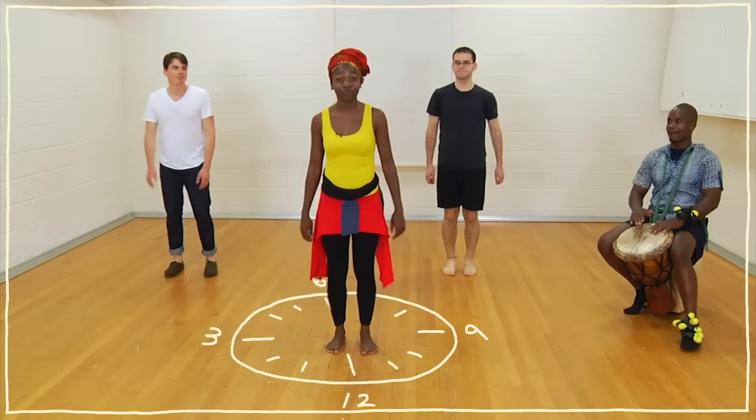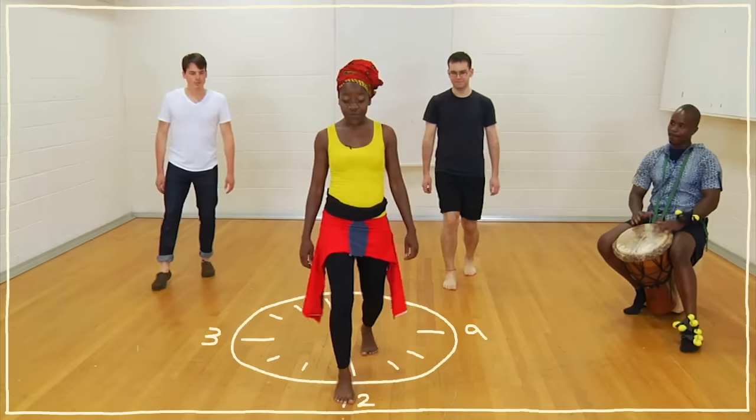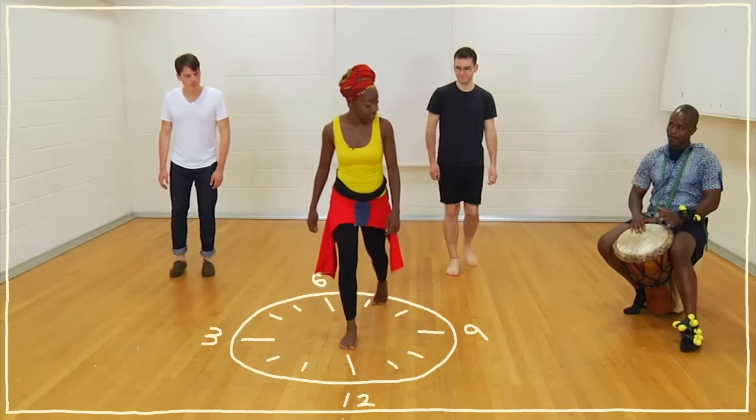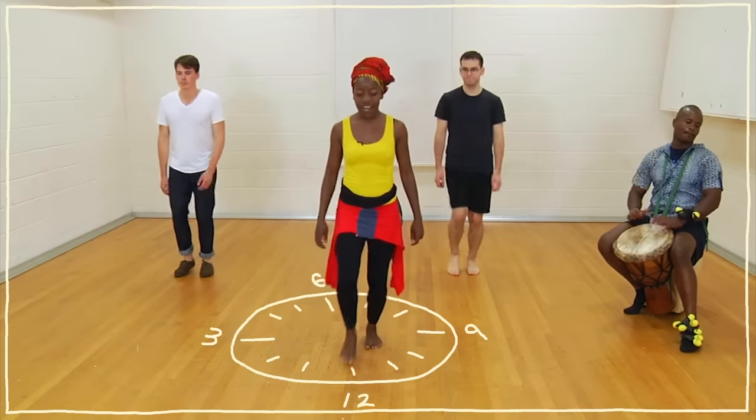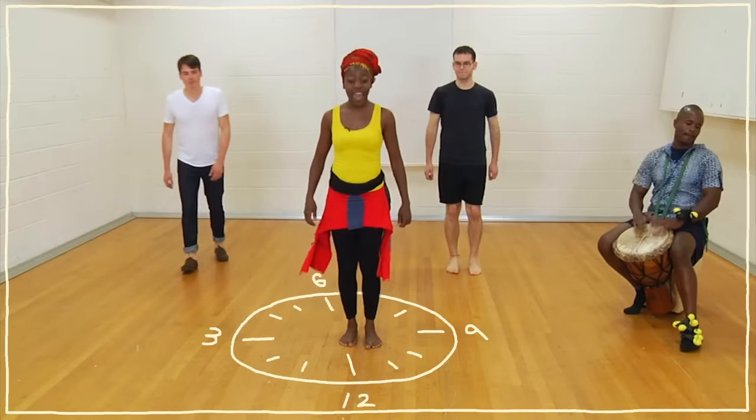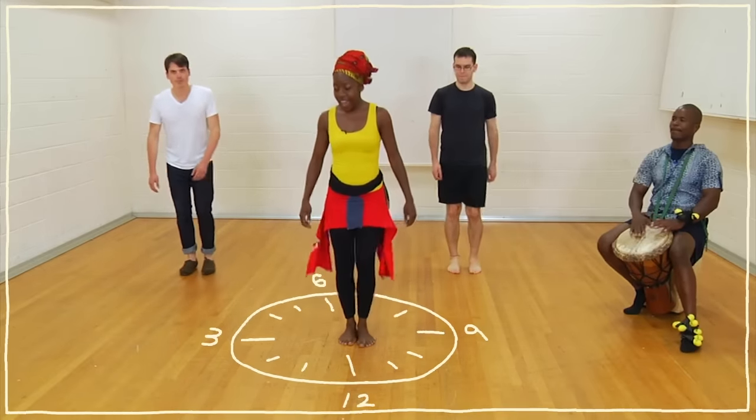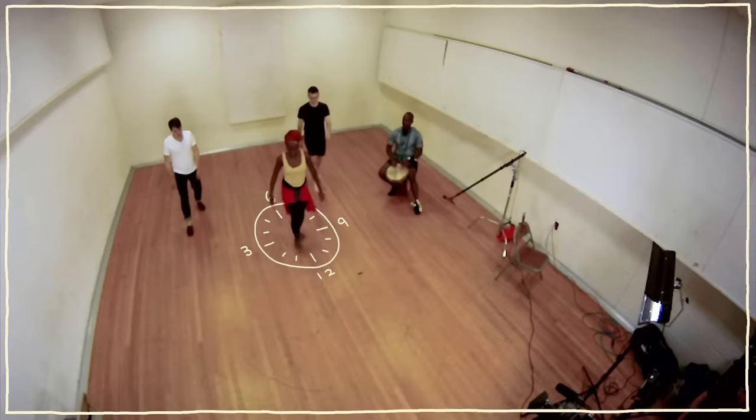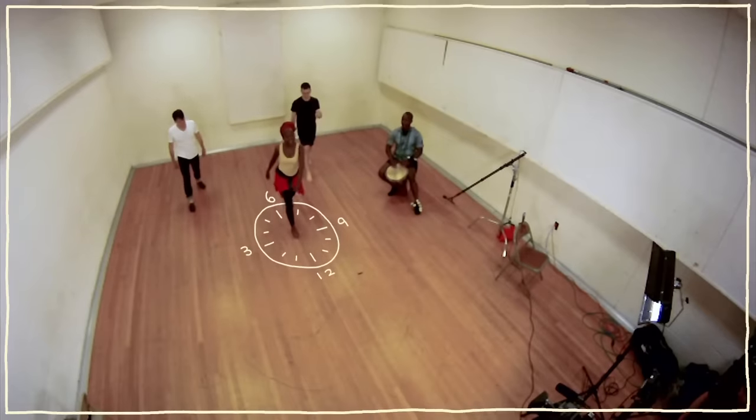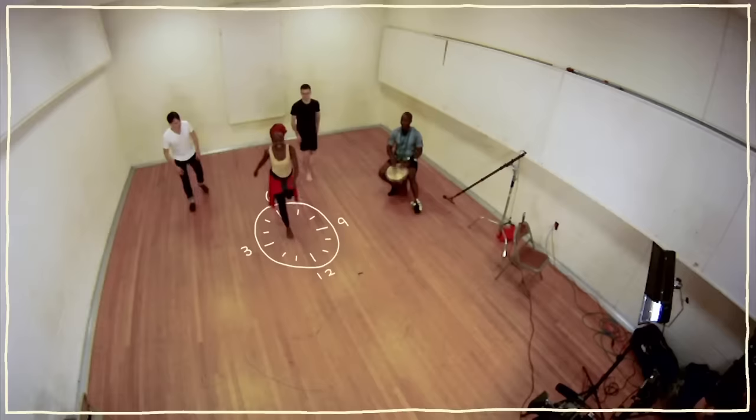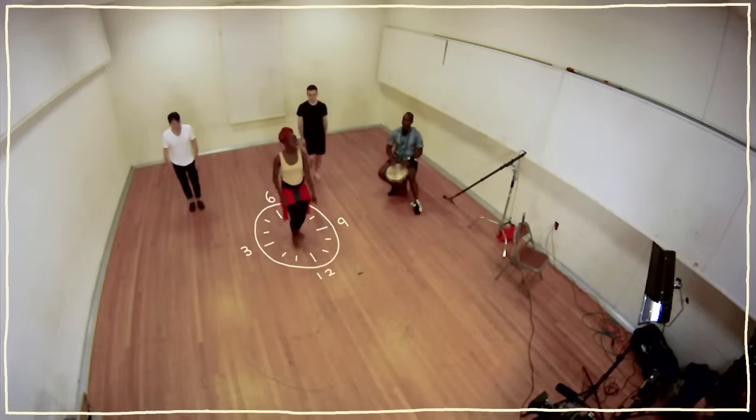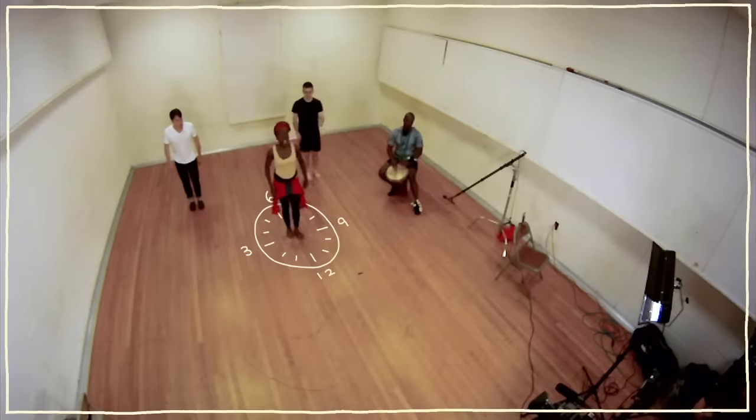Here we go. We're going to go right to 12, left to 6. 5, 6, 7, and right to 12. And left to 6. And right to 12. Step and left to 6. Step and right to 12. Step and left to 6. And right to 12. And left to 6.